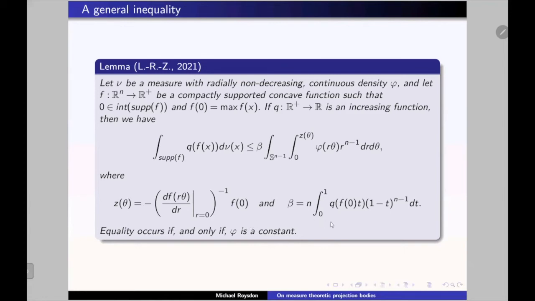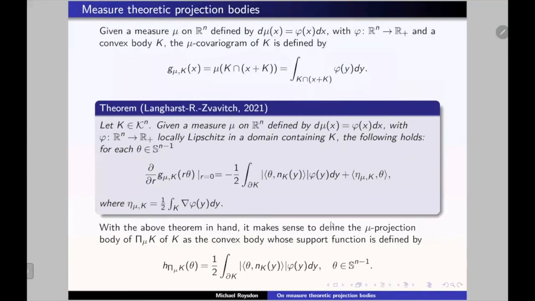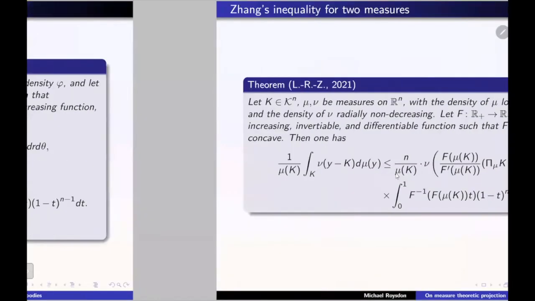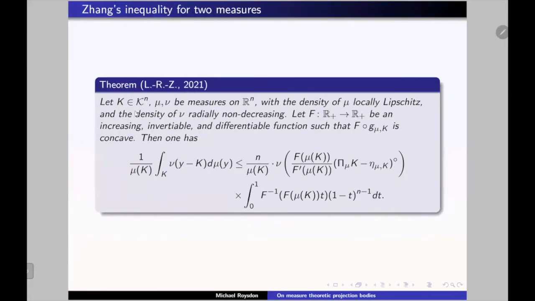And then what one does is one combines this result together with this result on the radial derivatives of the mu covariogram to establish Zhang's inequality for two measures. So for any convex body K, any two measures mu and nu, where the density of mu is Lipschitz in some neighborhood of the convex body K, and nu is radially non-decreasing, so you have this measure which is increasing in different directions.